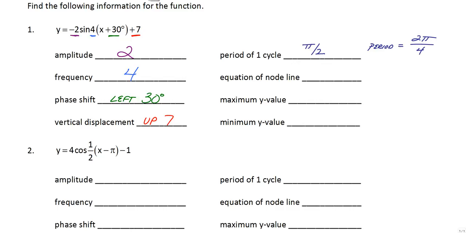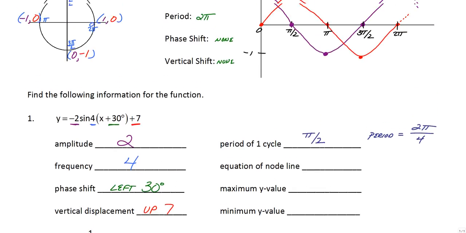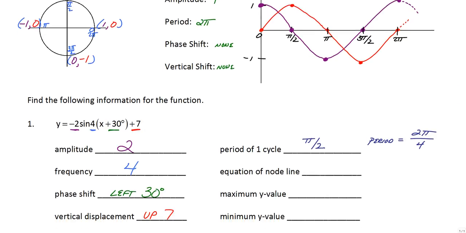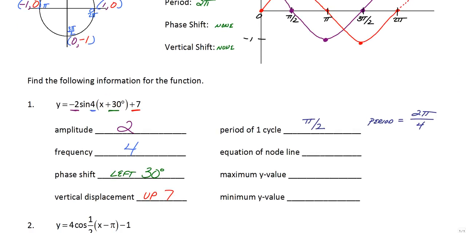So if we were to go back just temporarily to the example we had up here, this means that it will repeat itself, so go up, down, and back up by the time we get to pi over 2. And it would do that every pi over 2, which is why we would have 1, 2, 3, 4 different cycles in 2 pi. That's what frequency is. So it would happen 4 times in one full 2 pi, which means one cycle would just be 2 pi divided by 4.